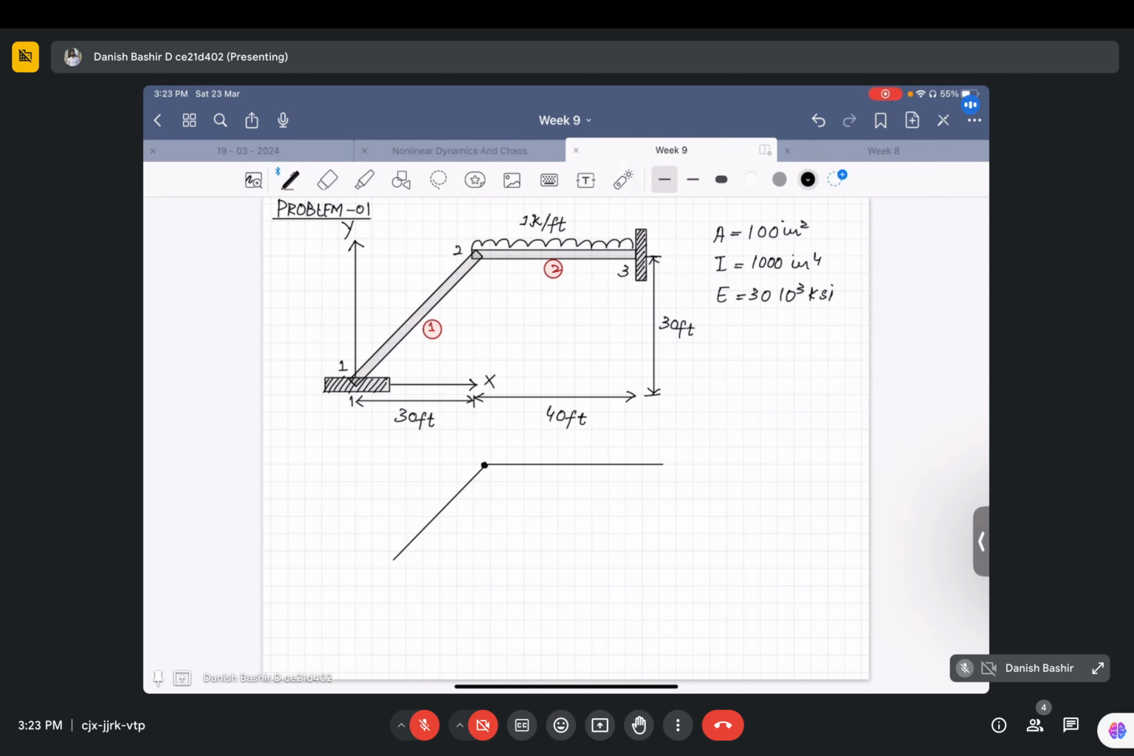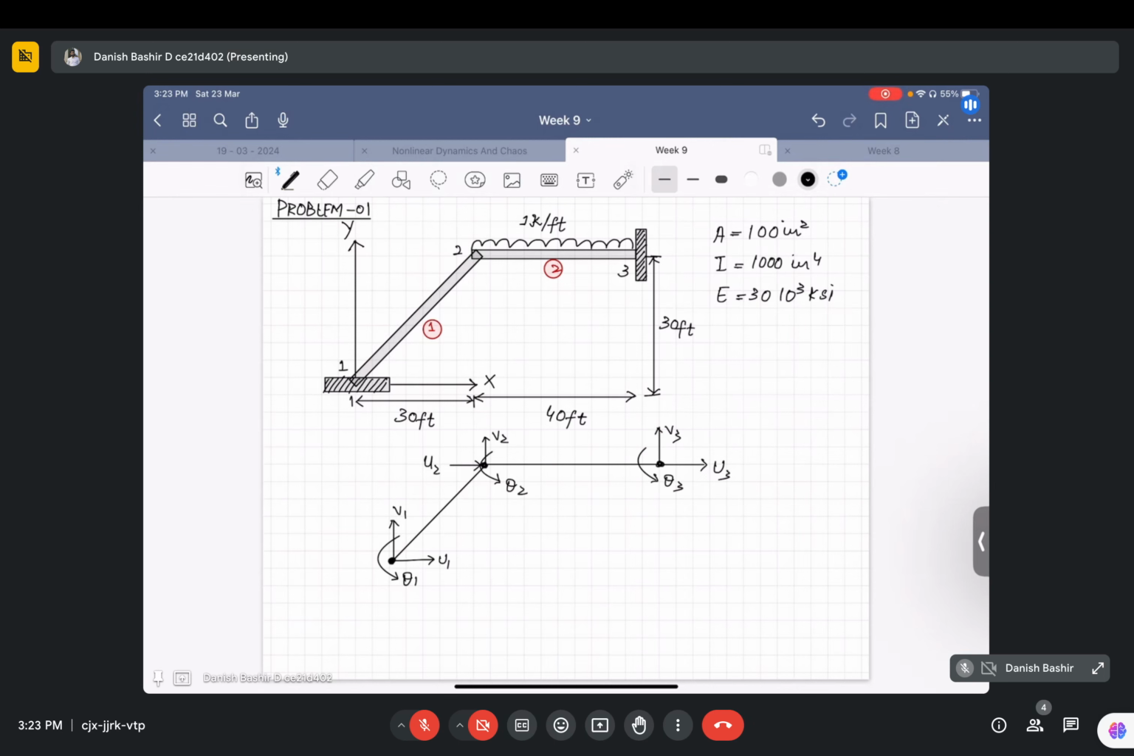So equivalently, the finite element modeling of this frame will be like this. This will be degree of freedom u1. This will be v1. This will be theta 1. Okay. Similarly, this will be u2, v2. This will be theta 2, u3, v3, theta 3.